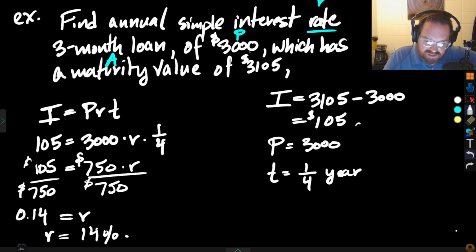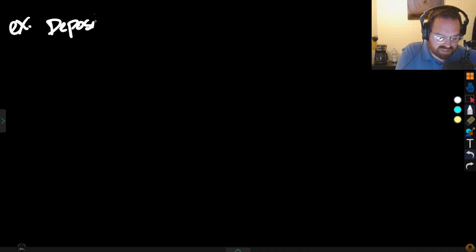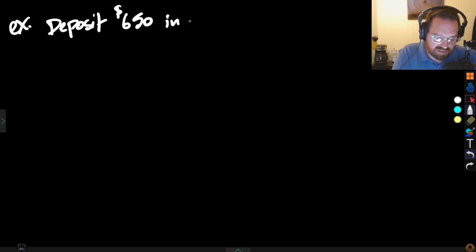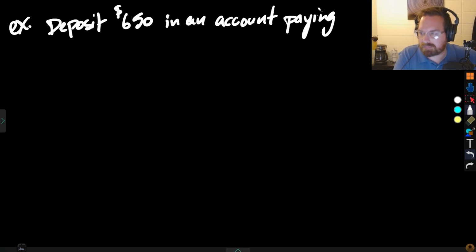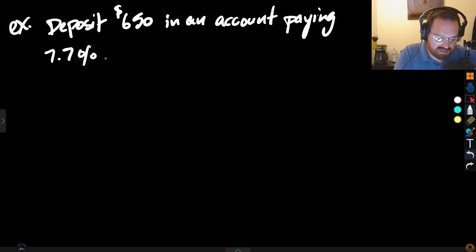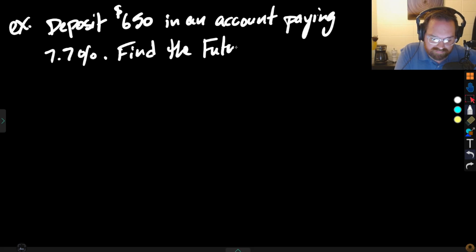Let's go ahead and do another problem. So suppose I deposit $650 into an account paying 7.7%. So a deposit, write down the info, $650 in an account paying 7.7%. So I want to find the future value.